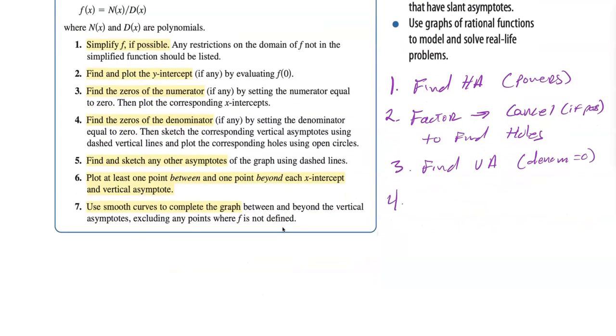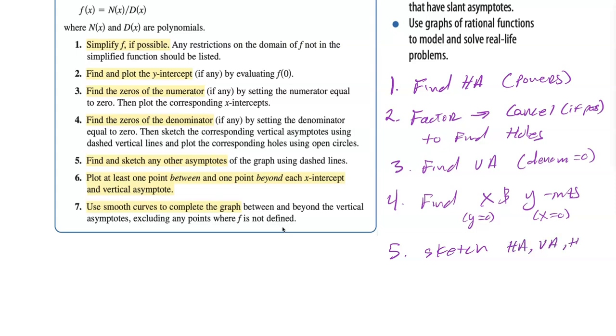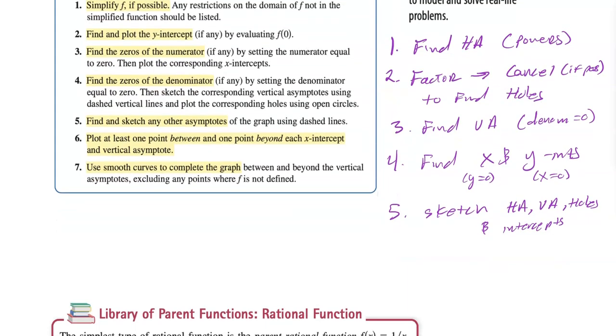Step 4, we're going to find the x and y intercepts. Remember, for the x-intercept you set y equal to 0. For the y-intercept you set x equal to 0. Step 5, we're going to sketch and plot all those: sketch the horizontal, vertical, holes, and intercepts. And then finally, the last bit, where you're going to fill in with technology. We're going to use technology to fill in the rest of the graph, or we're going to make a table and pick a point in each region.